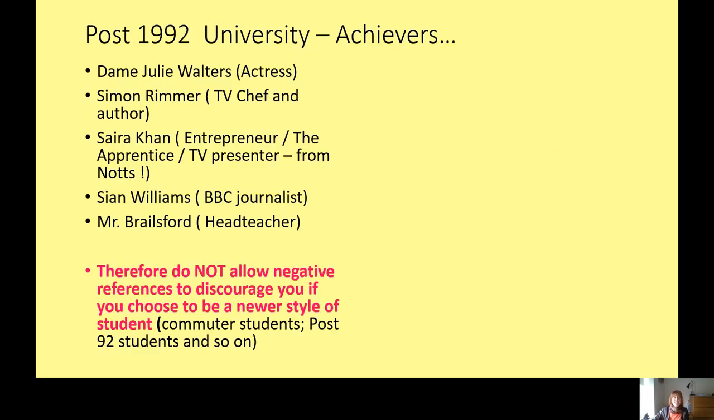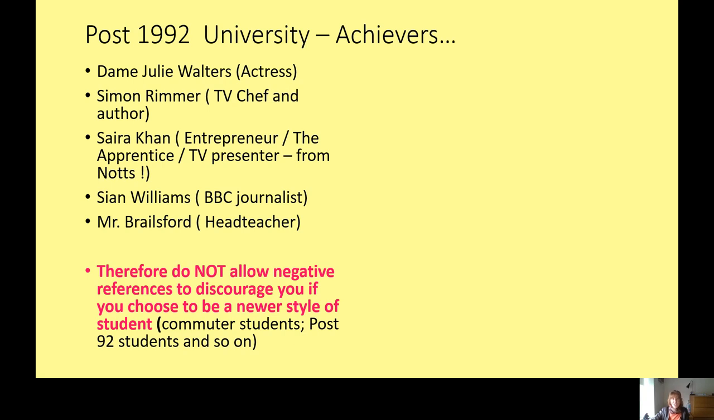So just for a bit of fun here, I went away, and although there's lots of people that went to post-1992 universities who've gone on to very successful careers and earned high salaries, I've found some well-known people who you may have heard of, who went to post-1992 teaching universities. So here I've got a very famous comedy actress, Dame Julie Walters. I've got the author and TV chef and presenter, Simon Rimmer.